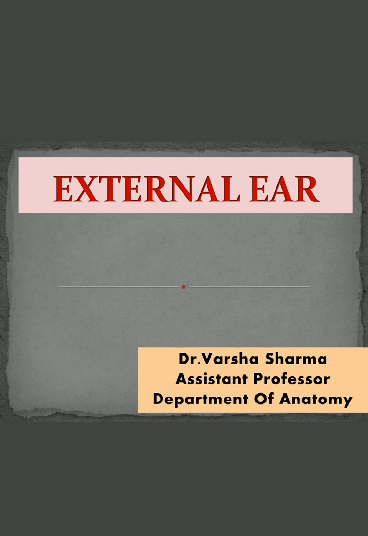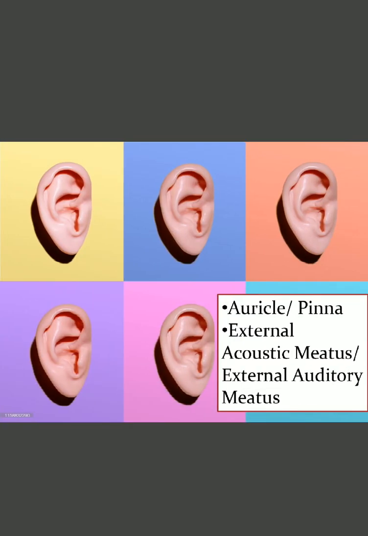composed of. In this lecture today, we are concerned with the external ear and its parts, and we are mainly concerned with the auricle. So, the external ear consists of two main parts, the auricle, which is also known as the pinna, and the external acoustic meatus, also known as the external auditory meatus or external auditory canal.